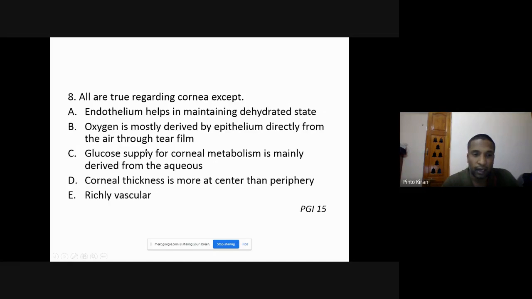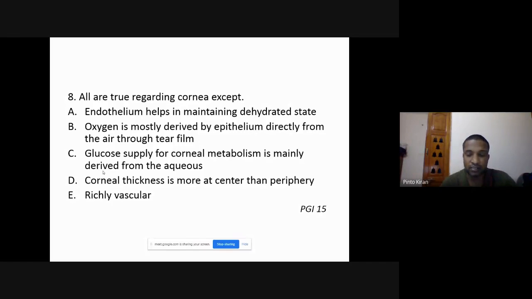And the cornea is the one structure in the eye which is highly avascular. Except for the periphery, the central part of the cornea is an avascular structure. That's why the cornea is the most commonly transplanted graft in the whole body. The cornea is highly avascular, so transplantation is more widely done.